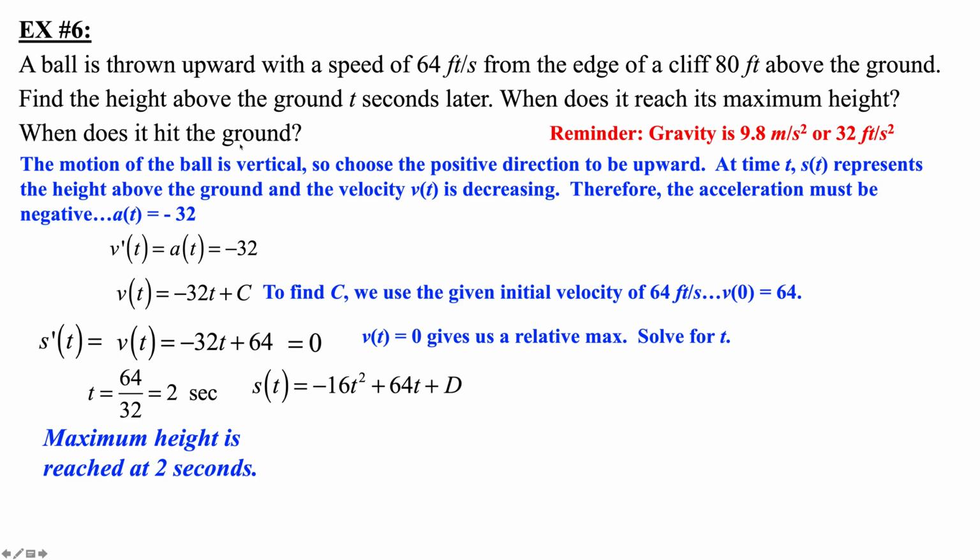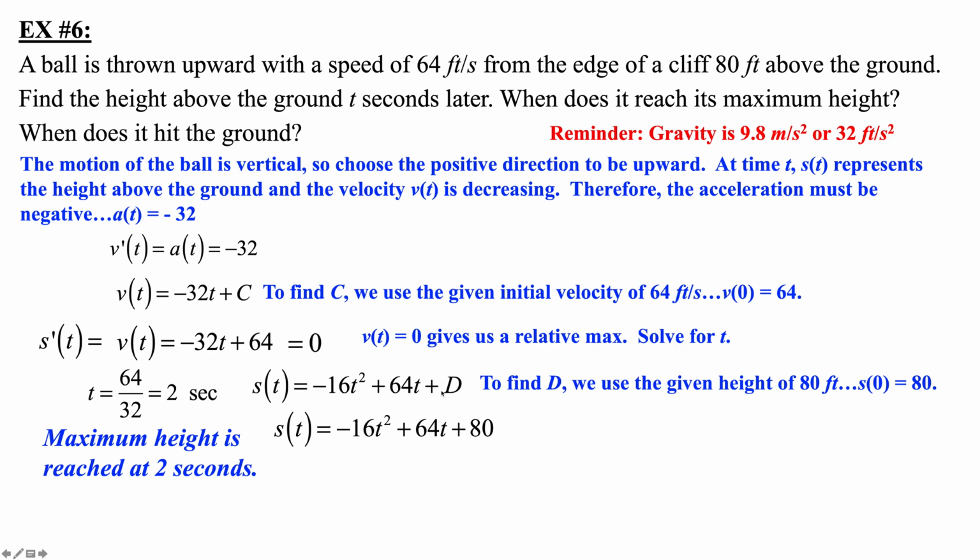When does it hit the ground? We need our s of t. So taking your velocity function, t squared divided by 2 gives us negative 16t squared. Multiply 64 by t and add a d. To find d, we use the given height of 80 feet at s of 0. At time 0, you're 80 feet above the ground. So that means d is 80. Now we can find when our ball hits the ground. Set this equal to 0 and solve for t.